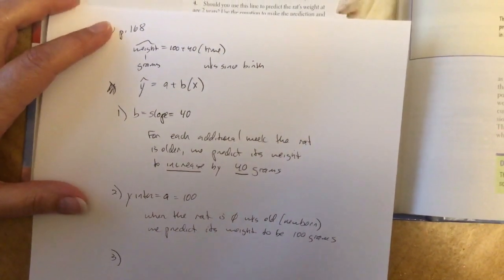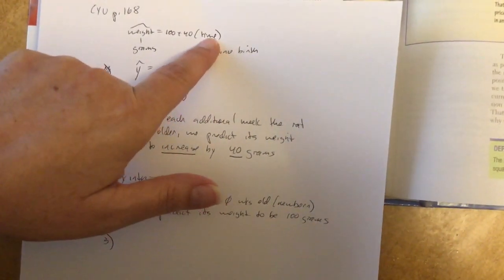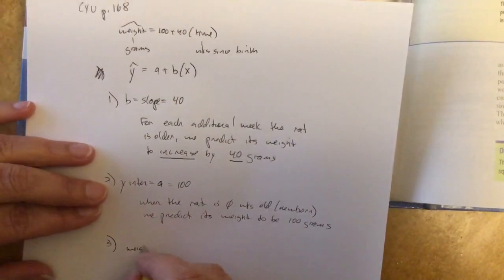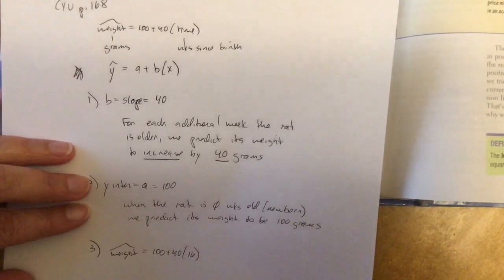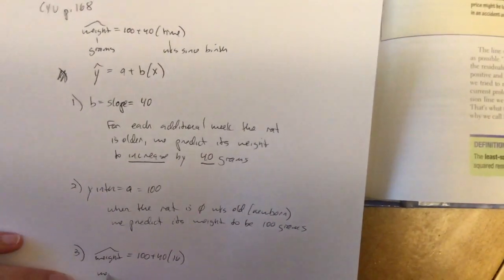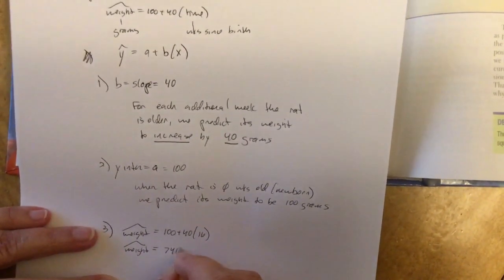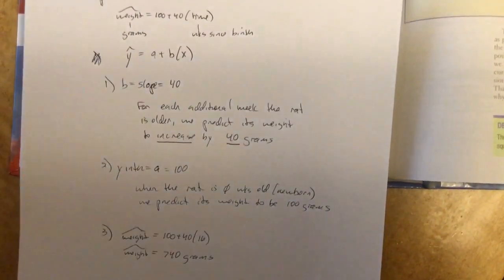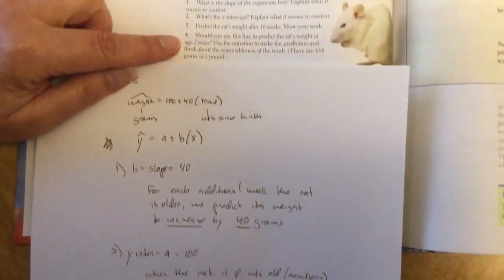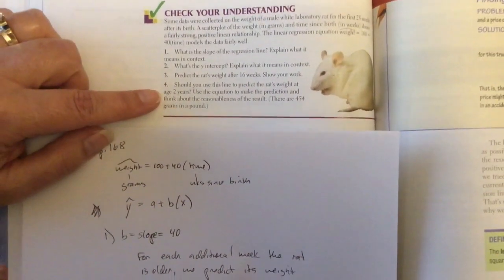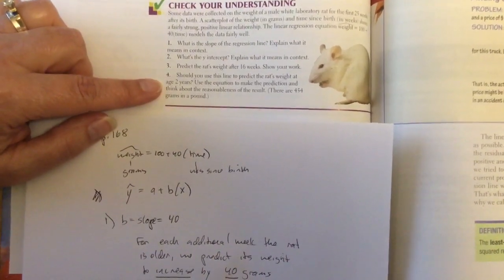Number 3 says, predict the rat's weight after 16 weeks. Well, all we have to do is plug in 16 here. So my predicted weight is just going to be 100 plus 40 times the 16 weeks from birth. Throw that in the calculator, and it is 740 grams. Done. Number 4 says, should you use this line to predict the rat's weight at age 2 years? Use the equation to make the prediction and think about the reasonableness of the result.